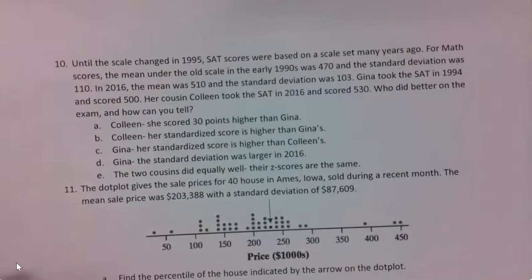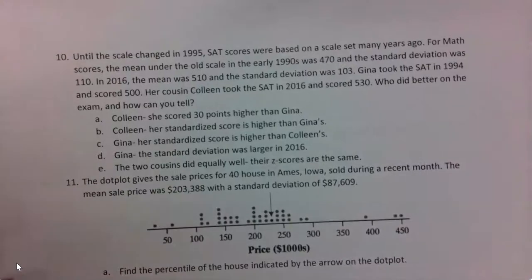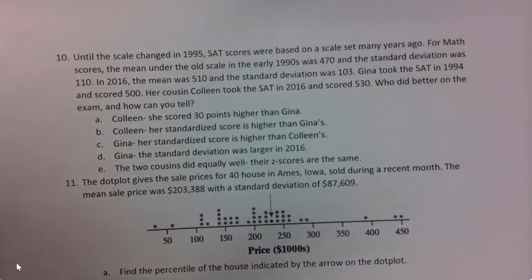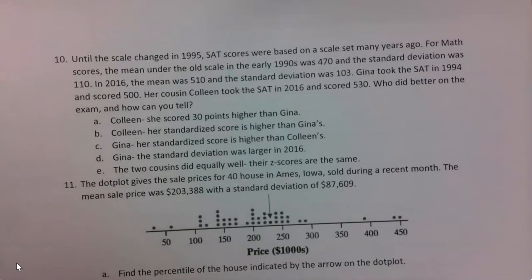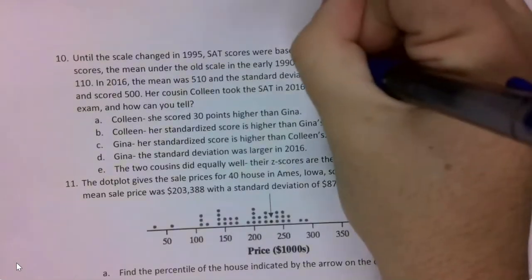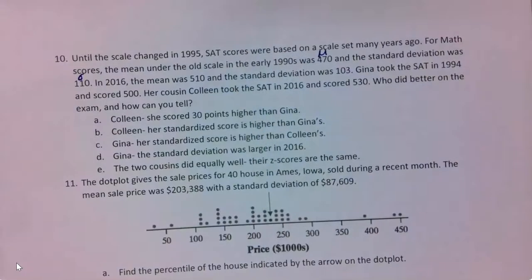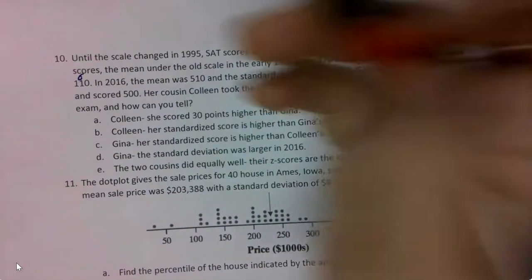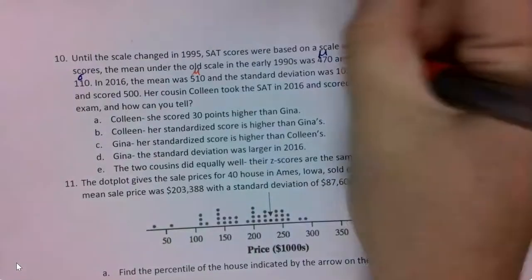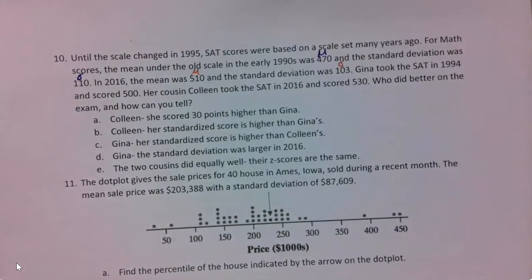Okay. So moving on. Number 10 says, until the scale changed in 1995, SAT scores were based on a scale set many years ago. For math scores, the mean under the old scale in the early 1990s was 470. So this is going to be my mu. And the standard deviation was 110. In 2016, the mean was 510. And the standard deviation was 103.